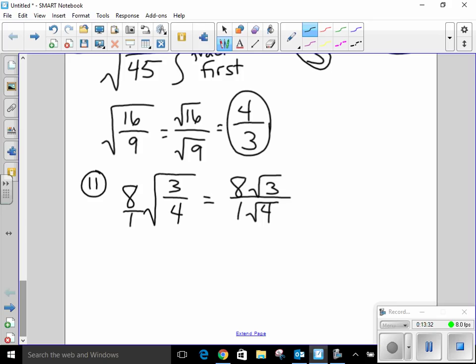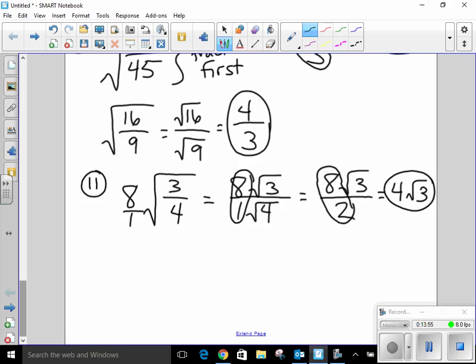If you want to do this to make yourself feel better about it, then that works too. All right, so now when I actually go to look at this, 8 divided by 1, my outside numbers, is still going to stay 8. Square root of 3 cannot break down, so it stays radical 3. Square root of 4 turns into 2. Again, look at your outside numbers, and this time 8 can divide by 2. So my final answer is going to be 4 radical 3. Okay, and that's where you'll stop when you can't break it down any further.